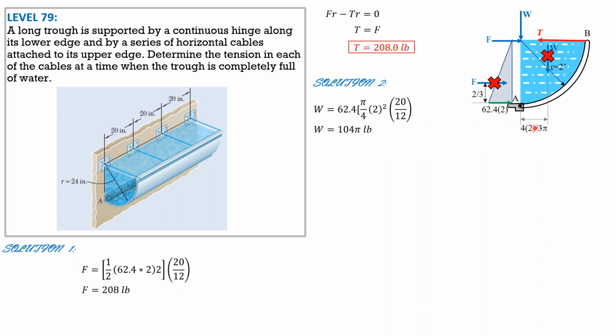Then, because the distance is given, summation moment about A equals 0. So T times 2 equals, so that's counterclockwise moment equals clockwise moment. So let's put the forces back to their position, so here and here. So equals F, which is 208, moment arm 2/3, plus W, which is 104 pi pounds, moment arm 4 times 2 over 3 pi. So cancel pi and simplify, solve for T. The value of T is the same, 208 pounds. So that's it for this problem.